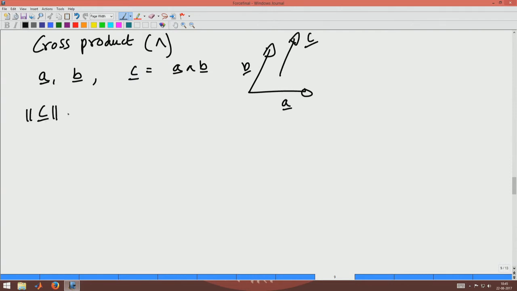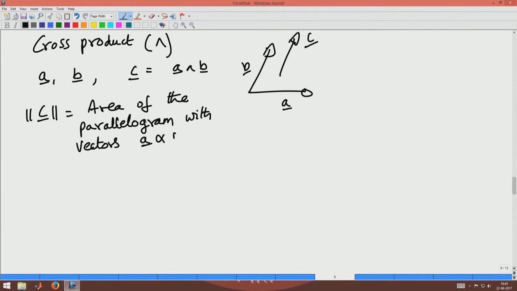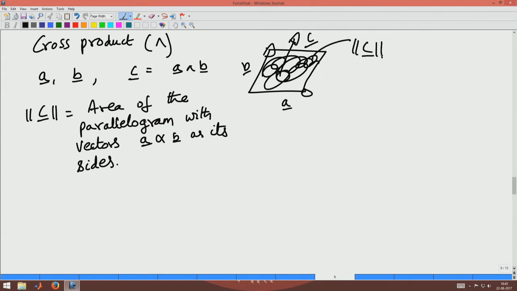This is A, B, C is a vector which is perpendicular to this plane. The magnitude of C would be nothing but the area of the parallelogram with vectors A and B as its sides. That is, I complete this parallelogram, this area denotes the magnitude of C. So, that is what a cross product does.